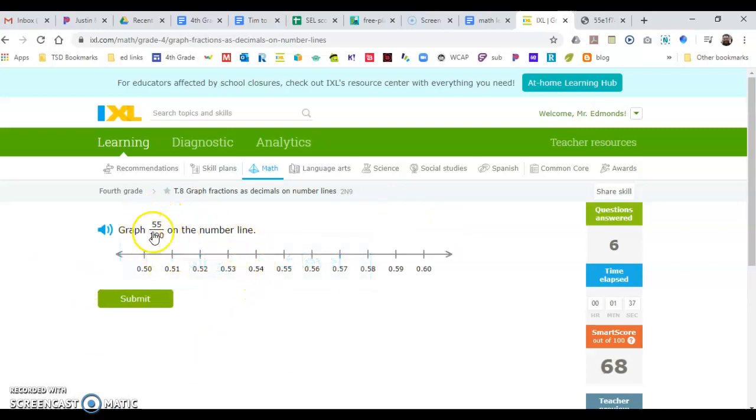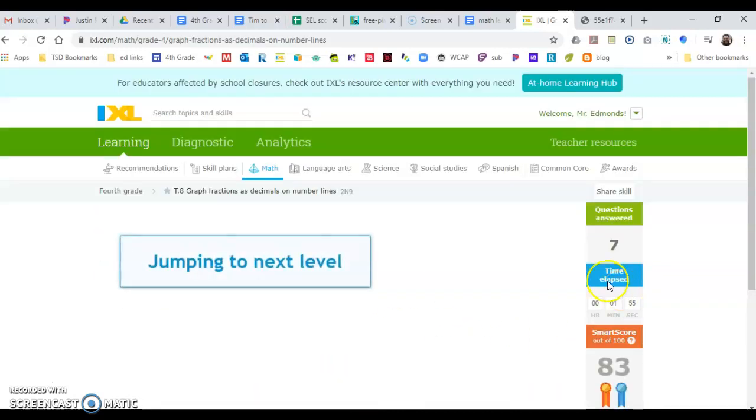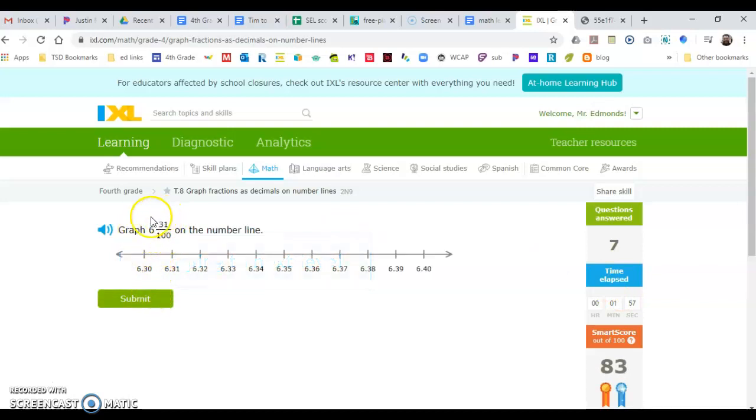Okay, I'm going to skip up to a harder level. So now we're looking at fractions not with tenths, but with hundredths. So remember, this fraction is 55 hundredths. So we're looking for the number 55 hundredths. That digit right there is in the hundredths place. 55 hundredths. Okay. Let's see the same more difficult levels. I think we jump back into mixed numbers. There it is. 6 and 31 hundredths. 6 and 31 hundredths. Okay.